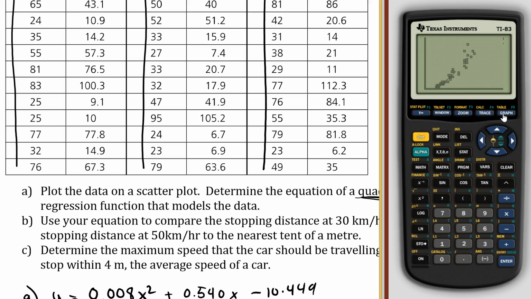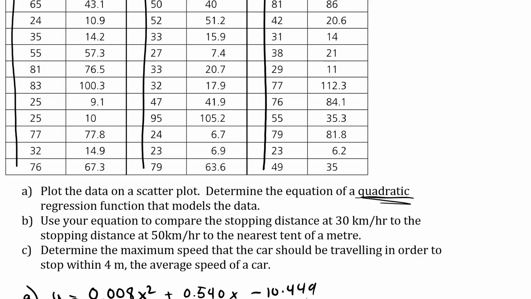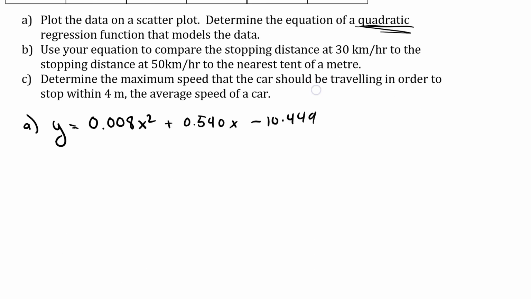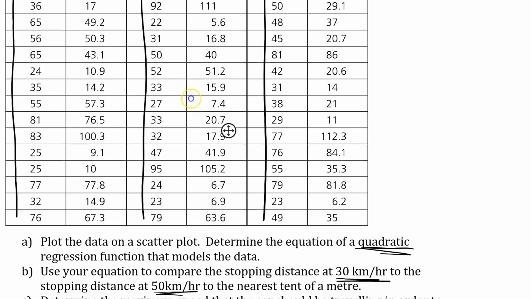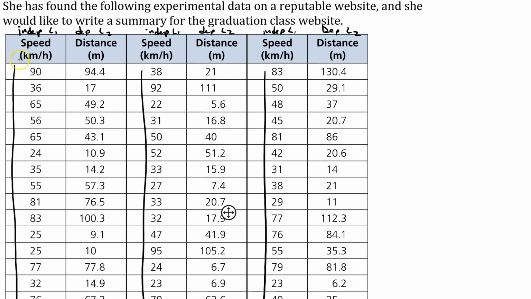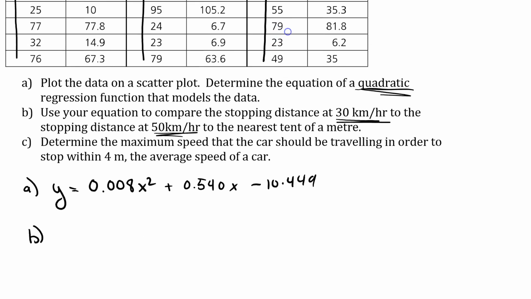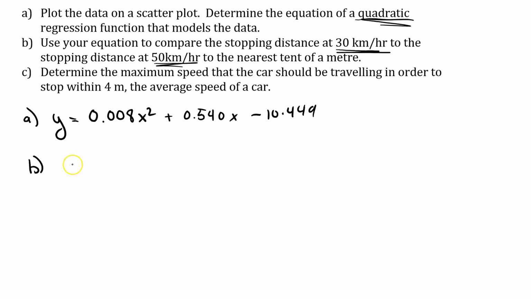Oh, look at that data. And look at that curve that goes right through that data. Beautiful. Now, let's analyze what's going on here. In B, it says use your equations to compare the stopping distance at 30 kilometers an hour and 50. Now we notice that speed is given as our independent, and we want our dependent.